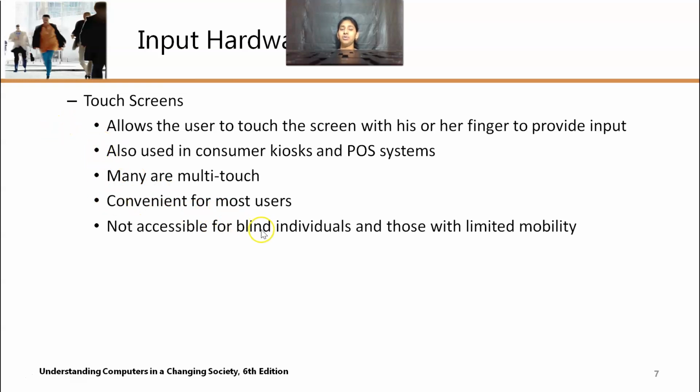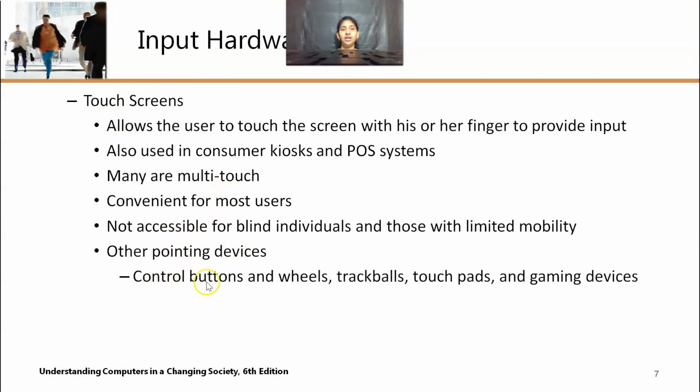It is not accessible for blind individuals. And we have other pointing devices besides touch screens. They are control buttons, wheels, trackballs, touchpads and gaming devices. Let's see these pointing devices in this picture.